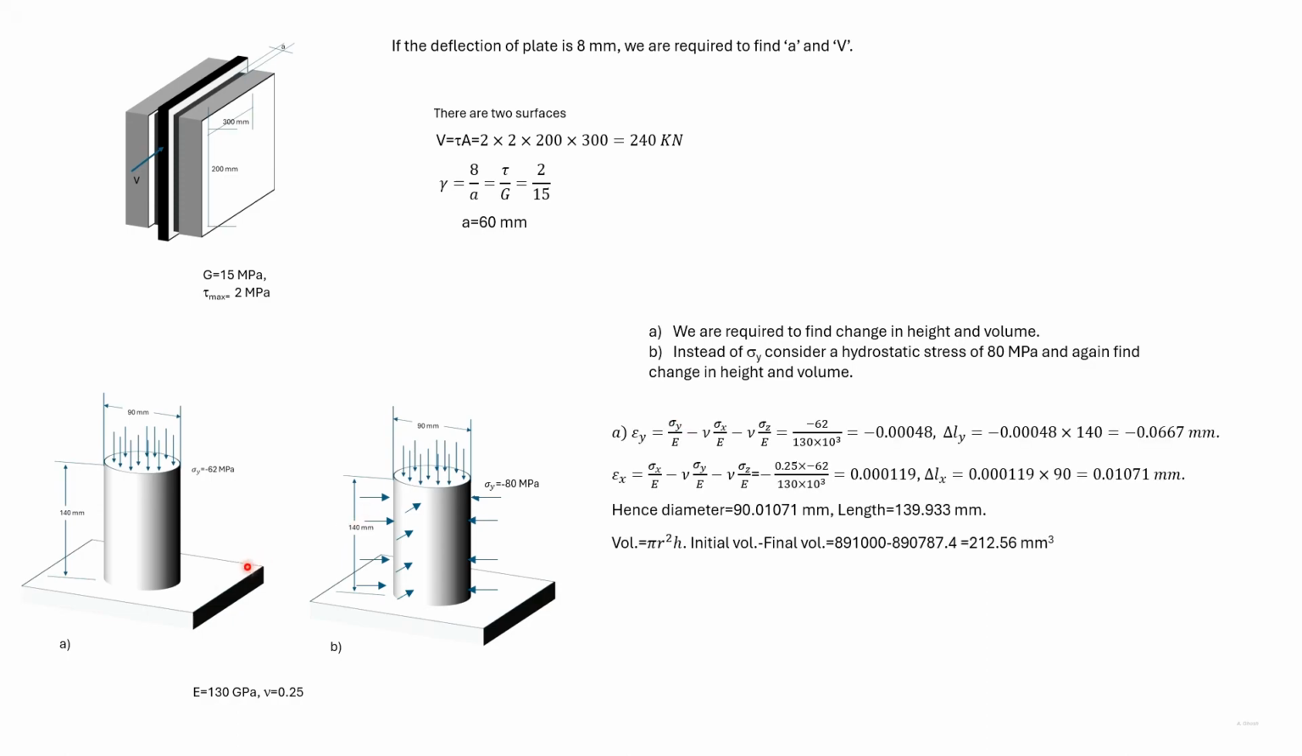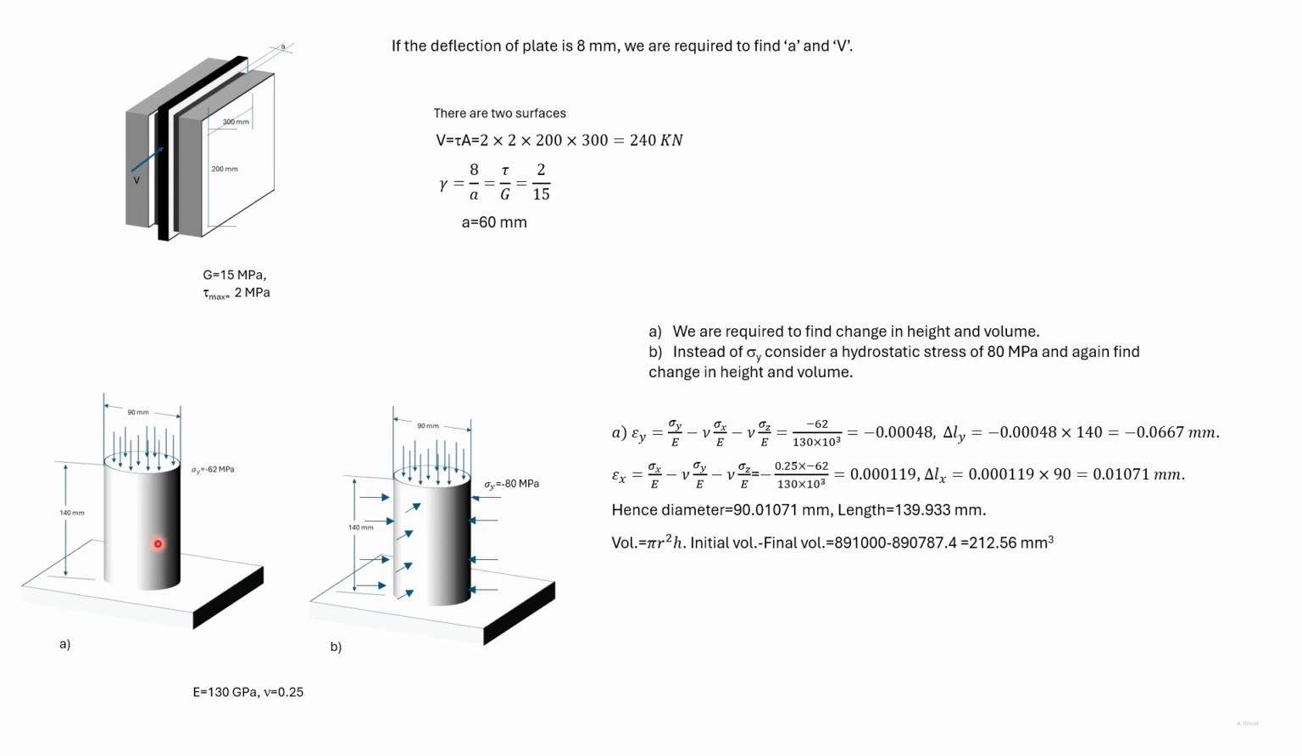Now, this is the second problem. It has two parts. With the first part, there's a sigma y that is acting on the top. There's no other stresses acting. And we are asked to find the change in height and the change in volume. The change in height is straightforward since we have to find epsilon y. And once you have found that, you can multiply by the length to find the change in height.